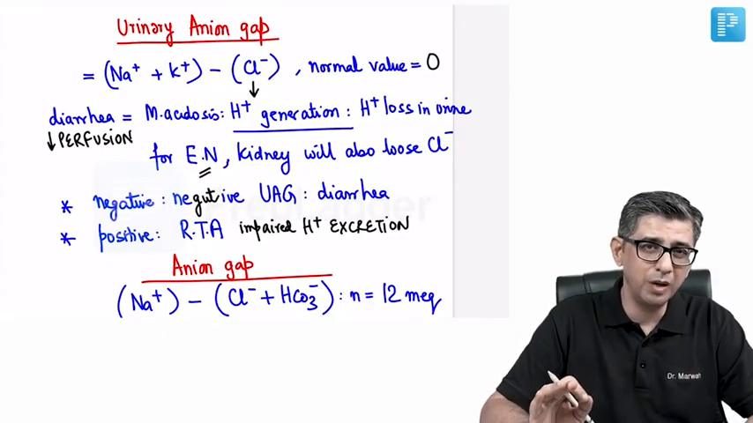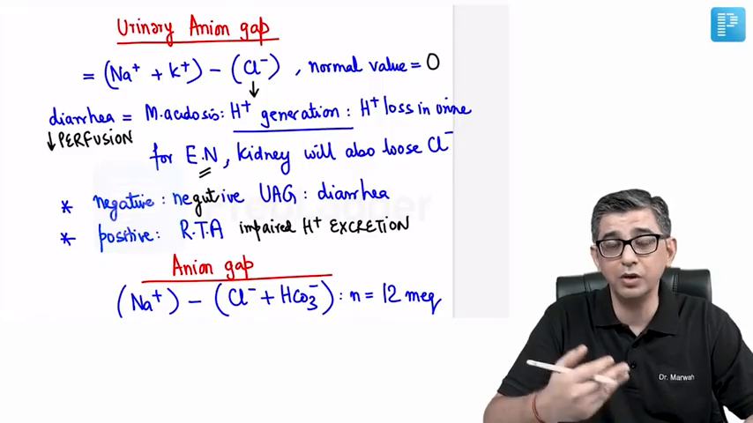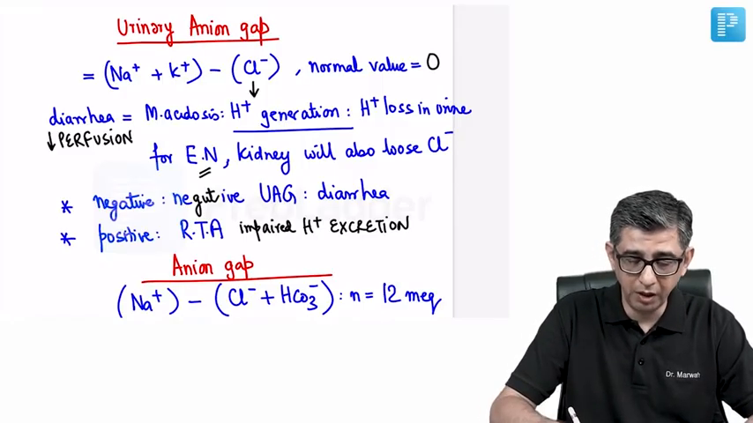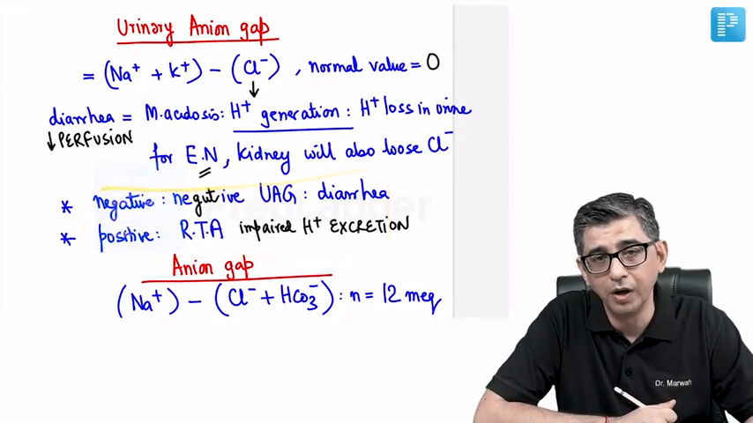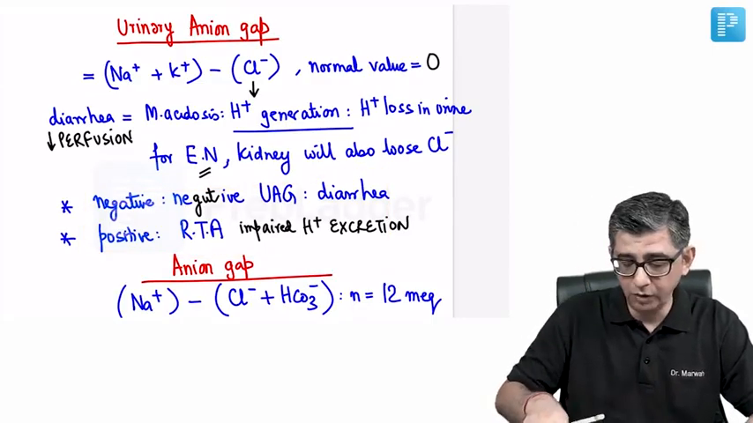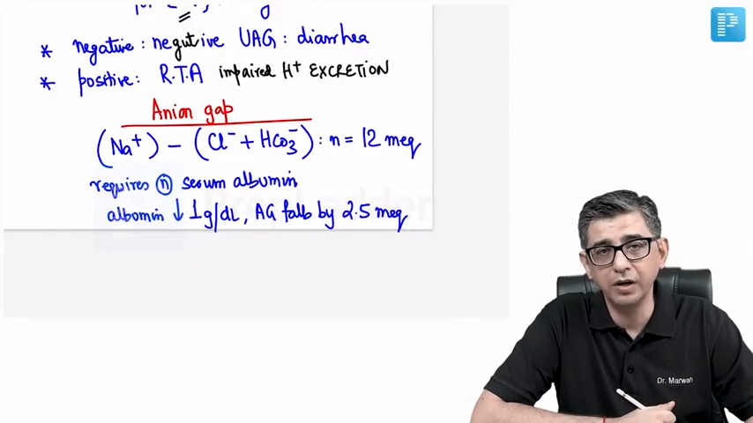Because the concept of anion gap is taught even in physiology, I thought that first I should touch not on anion gap, but I should touch on UAG, urinary anion gap, and the must-know facts are the ones which I have highlighted in this box before you. Now we are going to look at the routine formula for anion gap. That would be sodium minus chloride and bicarbonate.